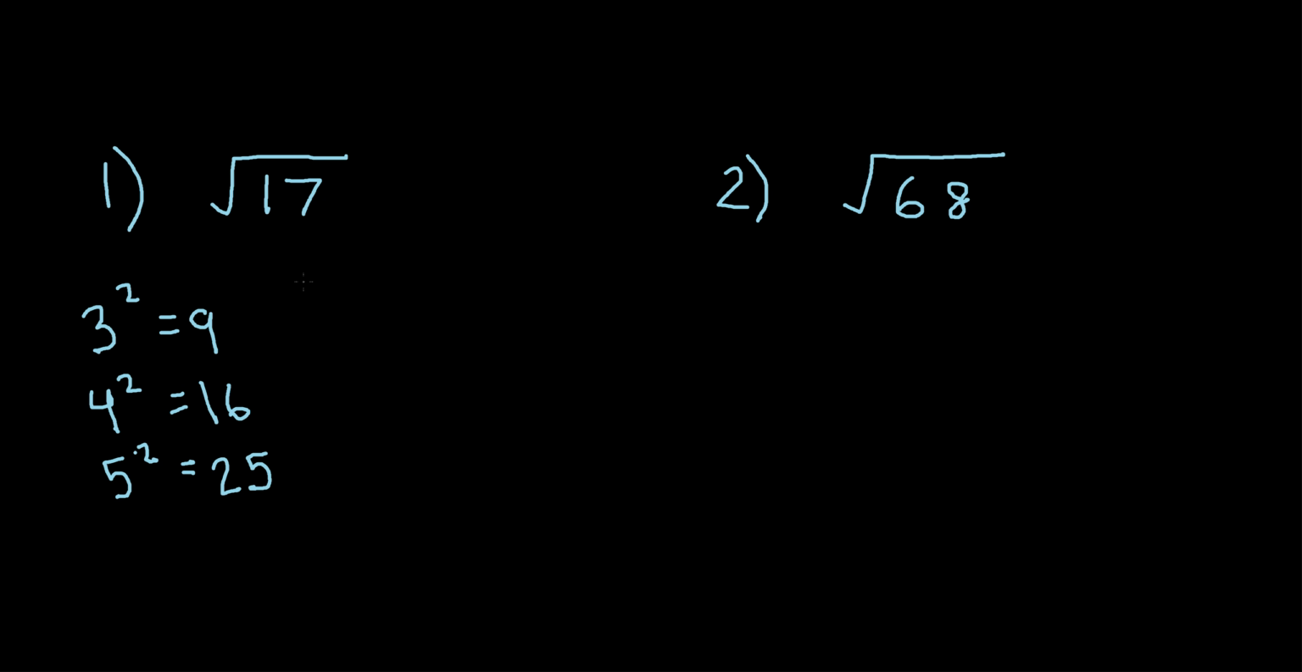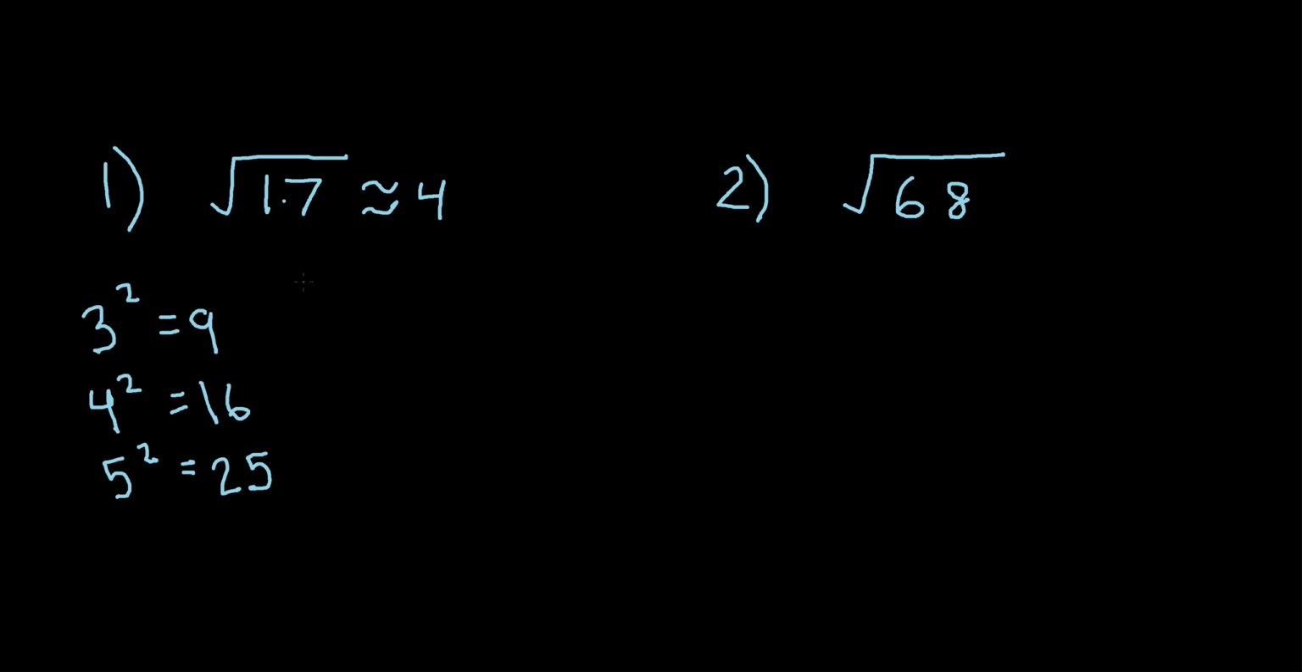So we want to find the whole number that gets us close to 17 without going over. So in this case, it would be 4. That's the closest we can get because 4 squared is 16. So we know that the approximate square root of 17 is 4 with something after it, some fraction or some decimal after it. So to find that fraction, here's a cool trick that we can use.